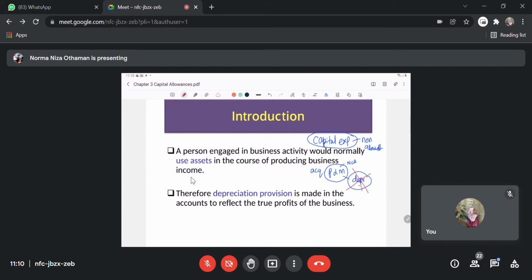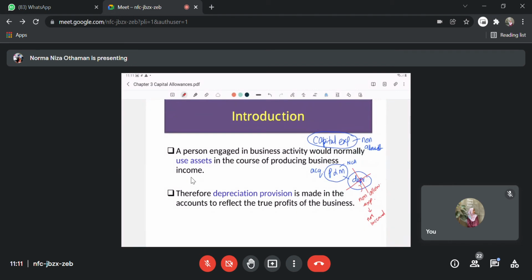Okay, depreciation adalah non-allowable expenditure. Kenapa dia jadi non-allowable expenditure? Because it is not actually incurred. Adakah depreciation tu adalah belanja yang nyata, yang benar? Adakah dia incurred? Tak kan? So kita kata not incurred. So dalam cukai, kalau the expenditure tu not incurred, so dia jadi non-allowable.